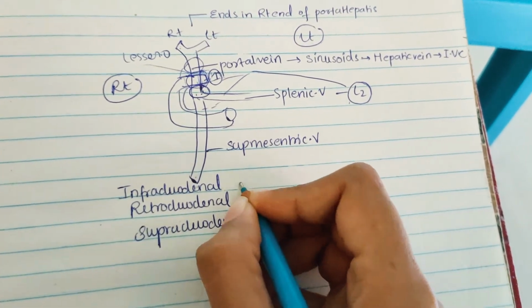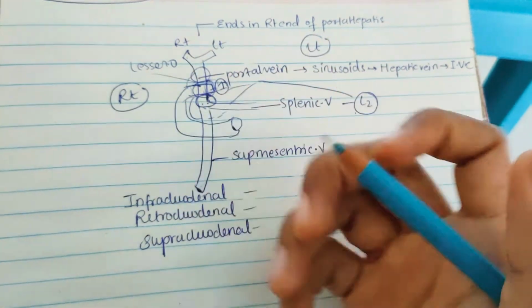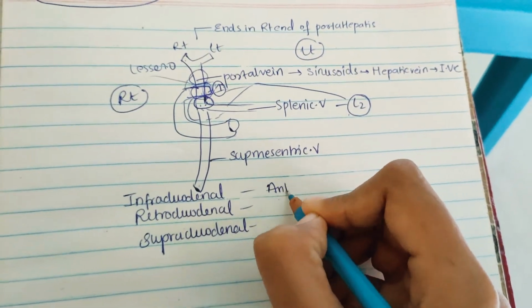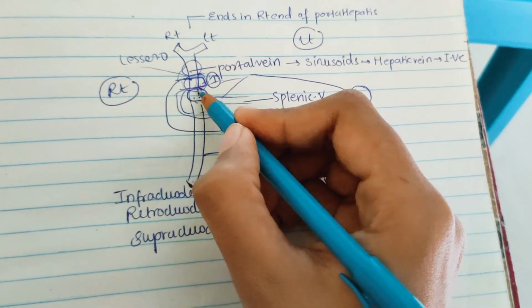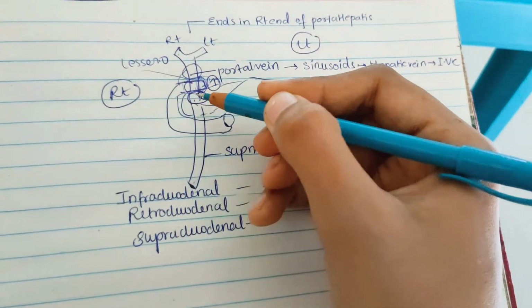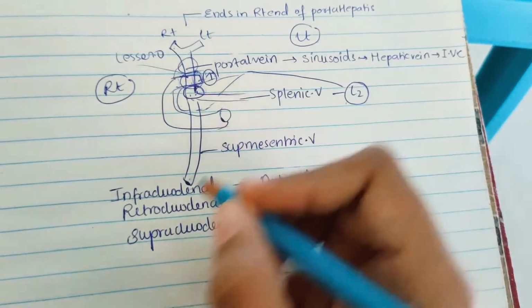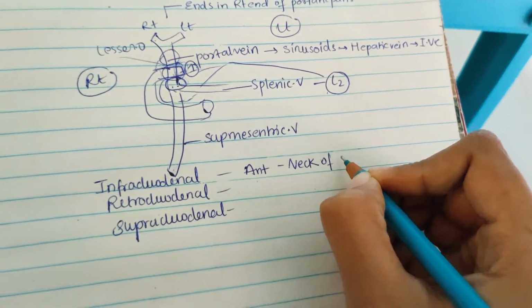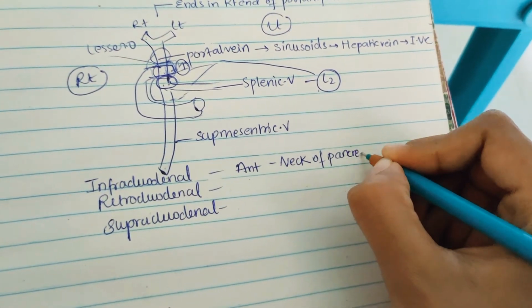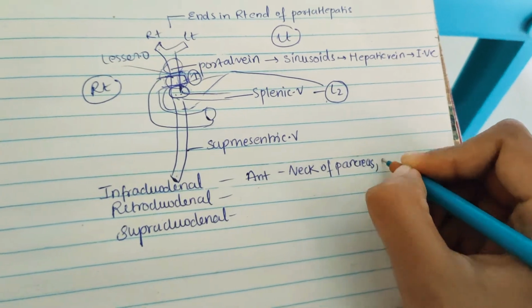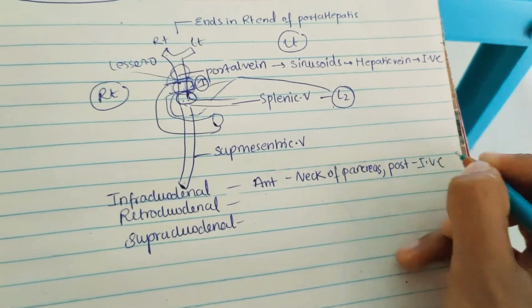So first let us start with the infraduodenal part. In the infraduodenal part, if you see anteriorly, there is the neck of pancreas. Clearly in this diagram you can see this is the infraduodenal part anteriorly, this is posteriorly. This is the head of pancreas, and here you have the neck of pancreas. So anteriorly you will have the neck of pancreas for the infraduodenal part of portal vein, and also posteriorly there is the inferior vena cava.